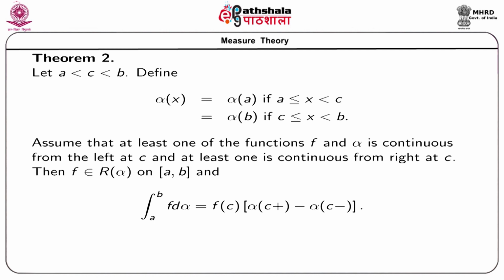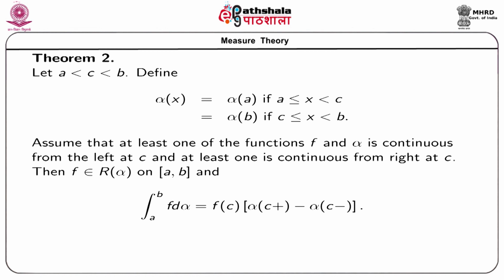Now, we go to another result without going into its proof. Let a less than c less than b, define the function alpha in this way: alpha x takes the value alpha of a if a less or equal to x less than c, and it takes the constant value alpha b in the complement of that interval, that is when c less or equal to x less than b, and further assume that at least one of the functions f and alpha is continuous from the left at c, and at least one is continuous from the right at c.